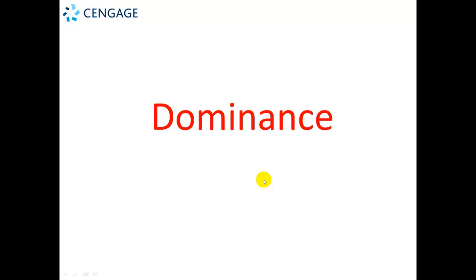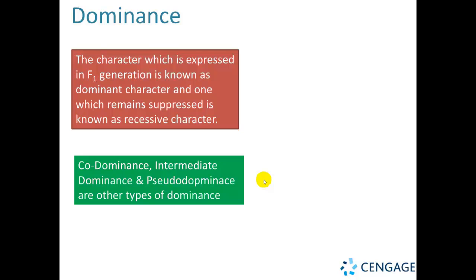Let's talk about dominance. Dominance is the phenomenon that was observed during Mendelian experiments, when Mendel was studying the hybridization experiment involving contrasting traits. As per the Mendelian concept, the character that is expressed in the F1 generation is known as a dominant character, and the character that remains suppressed is known as a recessive character.